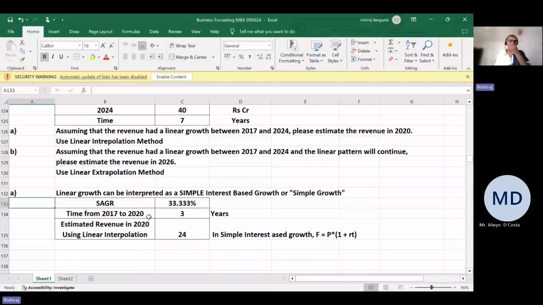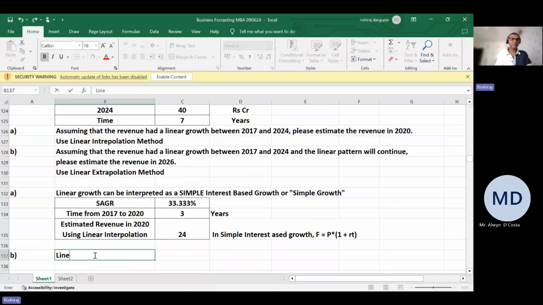Sorry, it was dropped. I'll share my Excel sheet once again. So I've done a linear interpolation using a simple growth rate, SAGR. The 2020 estimated revenue using linear interpolation was 24 crore. Actual revenue may not be 24 crore. Now the second part will use linear extrapolation.